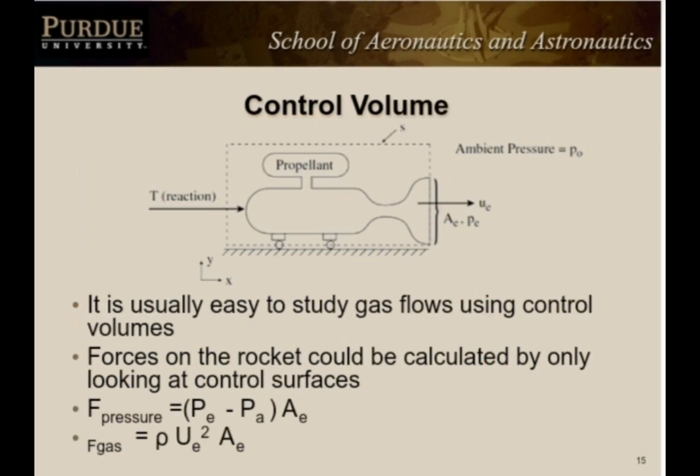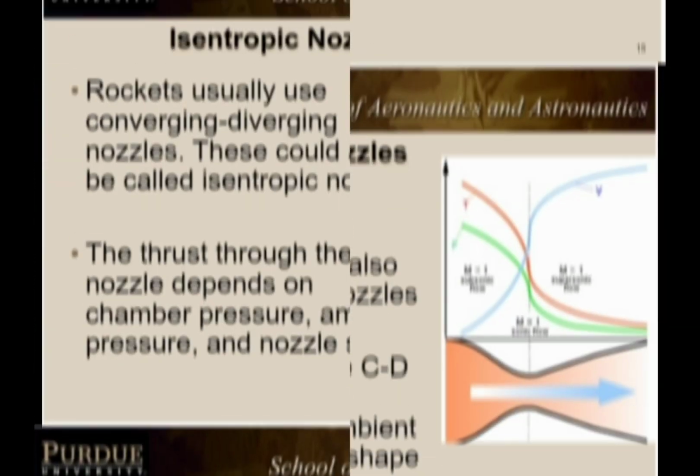Next is the control volume. It is usually easy to study gas flows using control volumes. Forces on the rocket can be calculated by only looking at the control surfaces. It has the equation: pressure force is equal to exit pressure minus ambient pressure times exit area.